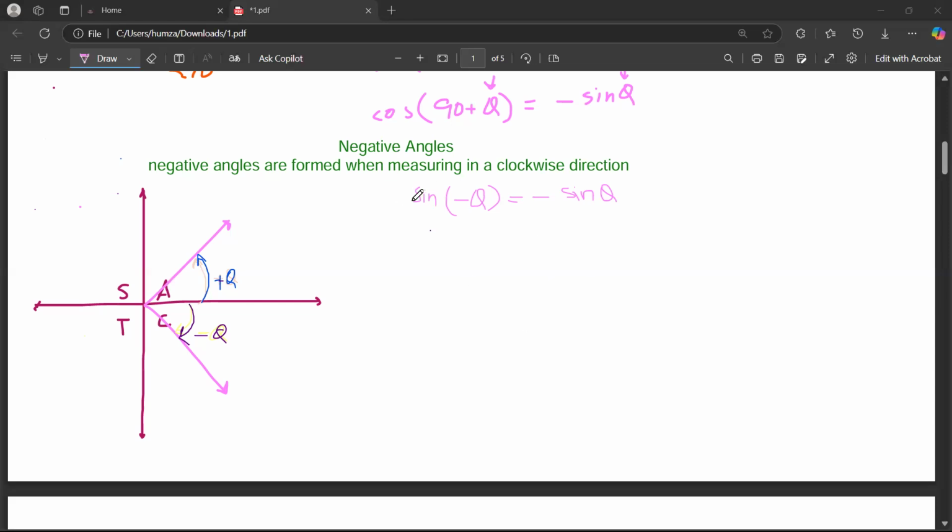Okay, let me explain. Sine of a negative angle will give you negative sine but positive angle. Why? Because if you look closely, this theta is this theta, right? And minus theta means we are going in the clockwise direction, and so the cos value will be positive in this direction, and then minus sin theta. Why? Because this is the cos quadrant and the sign is negative in the cos quadrant. That's why we say minus sin theta.